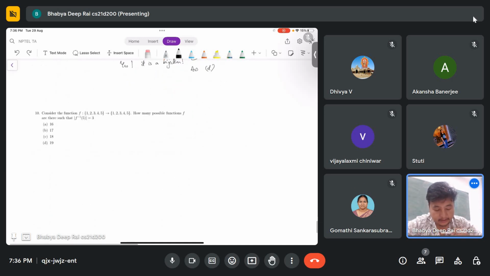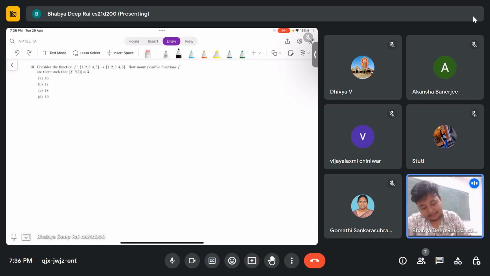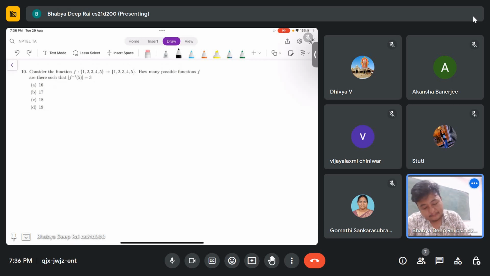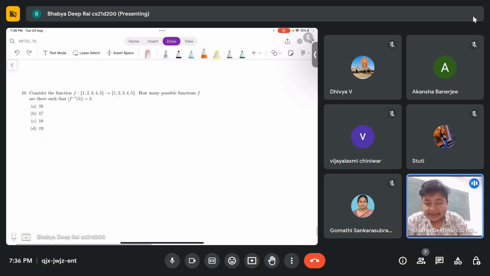Okay, let's move on. Please let me know if there was anything. The question is the following. This is the final question. Consider the function which maps 1, 2, 3, 4, 5 to 1, 2, 3, 4, 5. How many possible functions f are there such that the size of f inverse of 5 equals 3?